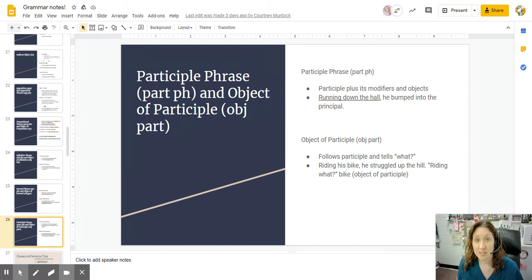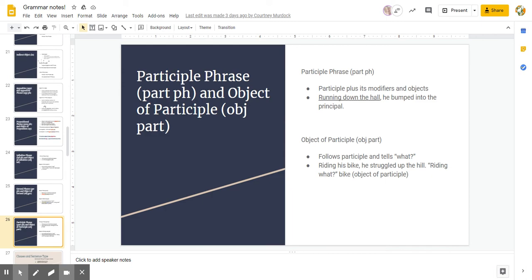Another example down here, riding his bike, he struggled up the hill. We have he, that's who the sentence is about, and what did he do? He struggled. Now, when did he struggle? Riding his bike. And riding in the sentence is not happening, it's describing when he struggled. Okay, let's look at an example of this in your super fun IXL.